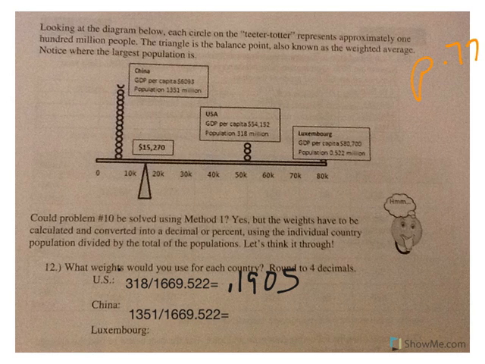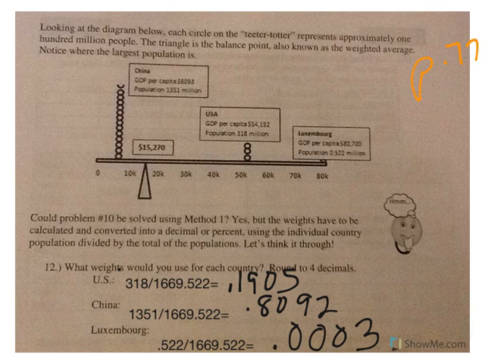Okay, let's look at China. So China had 1351 divided by the total. They end up with 0.8092, right? They got 80%, almost 81% of the population that we're dealing with. That's a lot. And then Luxembourg. Luxembourg has a very, very small population, 0.522 divided by the total, and we end up to 4 decimal places at 0.0003. They will make a very small dent in this problem. So there's the weights, and that's how we find them, right? The portion divided by the total.